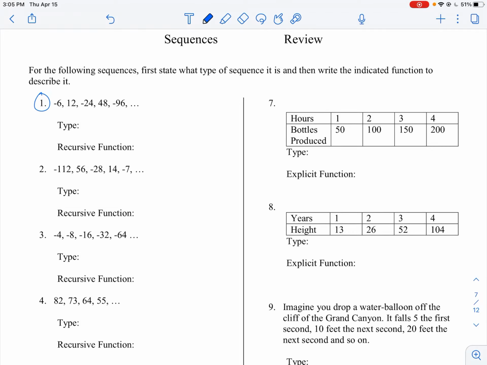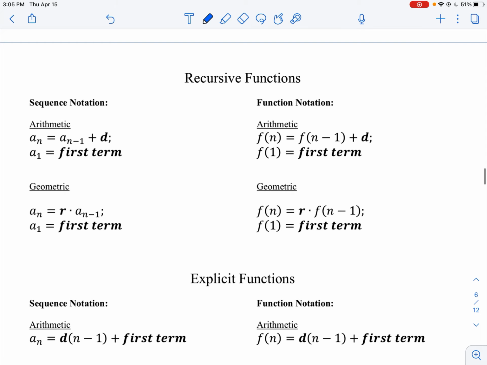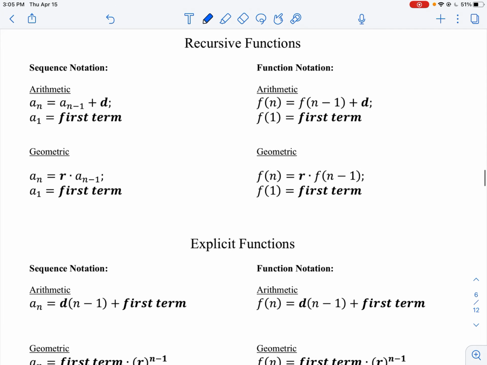All right, time for a little review on sequences. So sequences are just a list of numbers. They follow some sort of pattern. We mainly focused on arithmetic and geometric sequences and writing functions to describe those sequences. So if you're the kind of person who likes having notes, here's a bunch of notes.